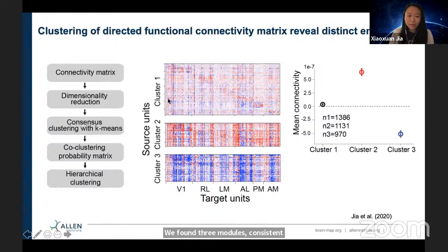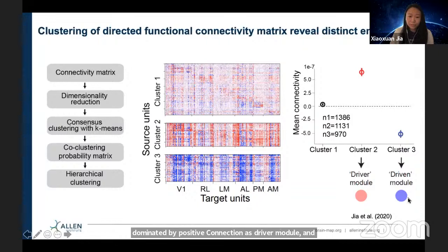The first module is dominated by weak connections to the network. The second cluster is dominated by significant positive connections to the network. And the last cluster is dominated by significant negative connections to the network. When the connection weight is positive, that means the source neuron is leading or driving the activity of the target neuron. And when it's negative, that means the source neuron is following the activity of the target neuron. So from now on, I'm going to call cluster two, dominated by positive connections, the driver module, and cluster three the driven module.